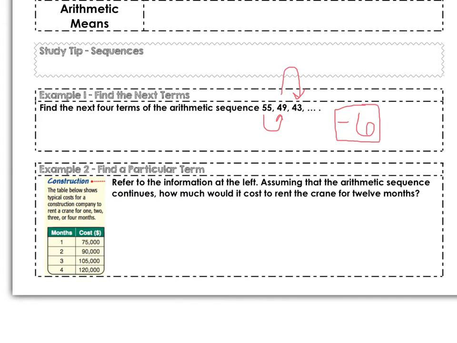So then, to find the next four terms, I'm going to take 43 and subtract 6 from it. 43 minus 6 gets me 37. 37 minus 6 gets me 31. 31 minus 6 gets me 25, and then 25 minus 6 gets me 19. These are the next four terms.